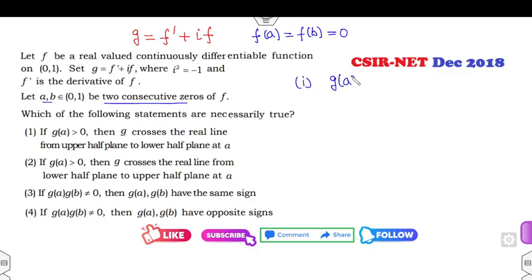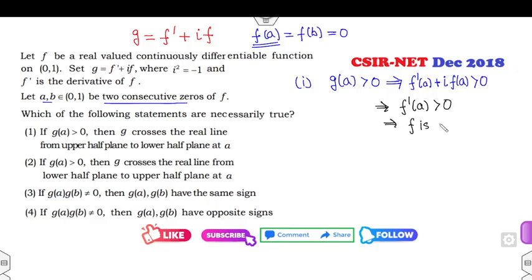G of A is greater than 0. What does it mean? What is G of A? F dash of A plus iota times f of A is greater than 0. But f of A is already 0. That means f dash of A is greater than 0. That means f is an increasing function.